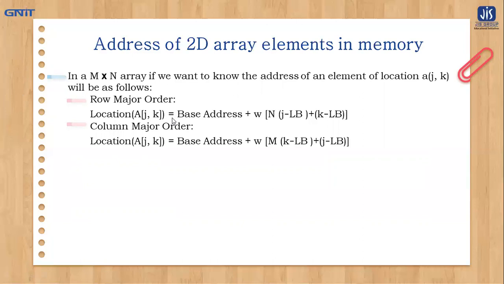So location ajk means we need to find out the address of jk. It is base address, meaning the address of the first element, plus w, the weightage, that means how many bytes of memory are taken to store the data, times n, the number of columns, times j, the index value of the row or the first dimension, minus lower bound, plus k minus lower bound. K is the column number for which we want to find the address. Okay, this is the row major order, and this is the formula for column major order.